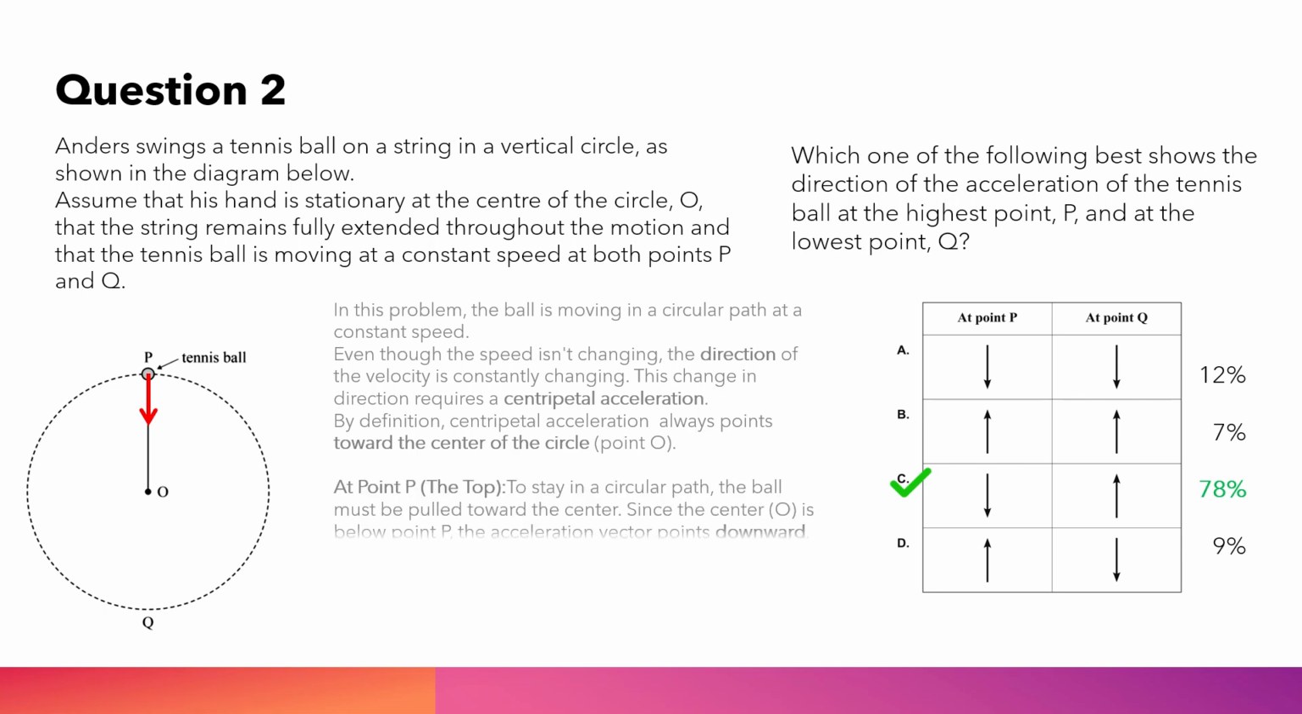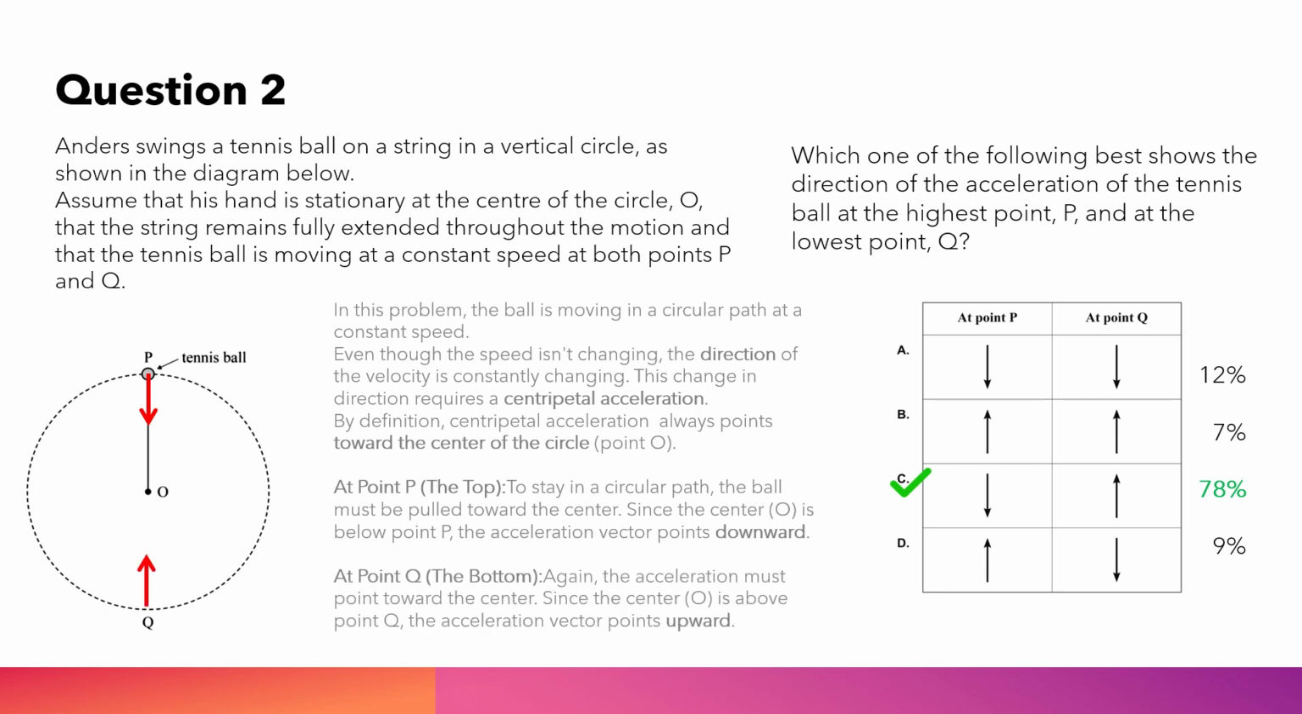Analyzing the points. At point P, the top, to stay in a circular path, the ball must be pulled toward the center. Since the center, O, is below point P, the acceleration vector points downward. At point Q, the bottom, again the acceleration must point toward the center. Since the center, O, is above point Q, the acceleration vector points upward.